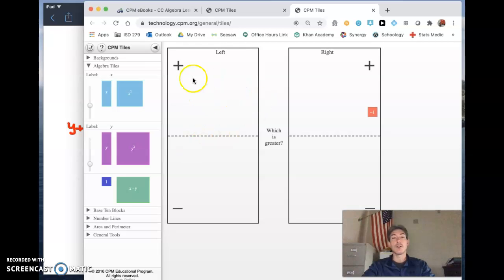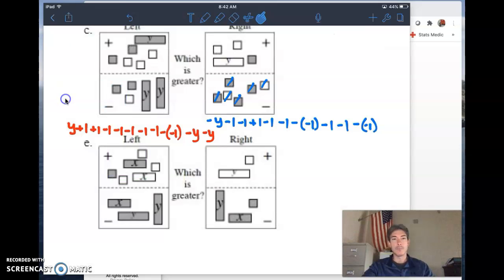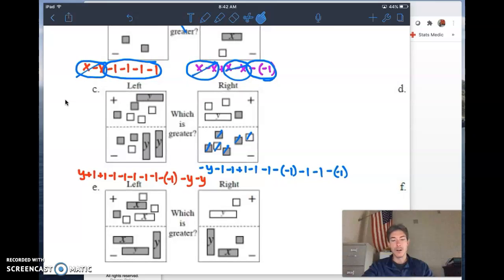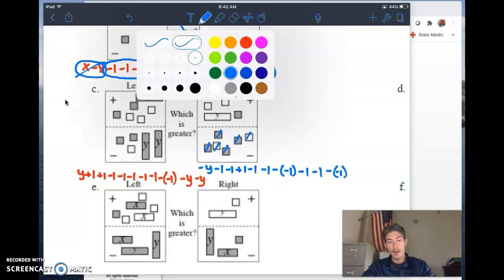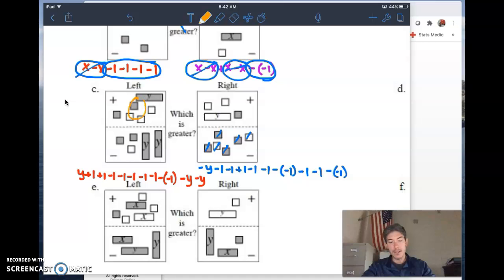What do I have over here on the left? I've got a 0. What do I have over here on the right? I've got a -1. So let's go back and revisit our notes here. Over here, on the left-hand side, I've got a 0. Over here on the right, I've got a -1. And which one is bigger, ladies and gents?